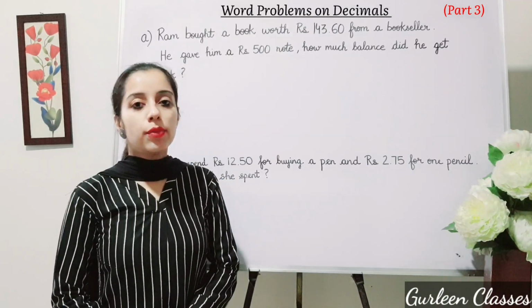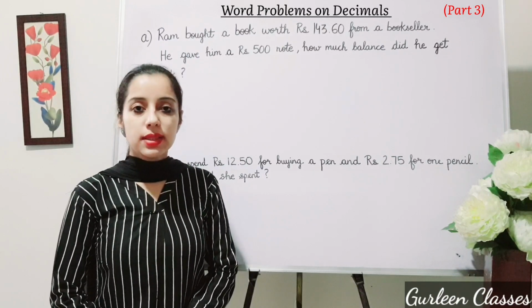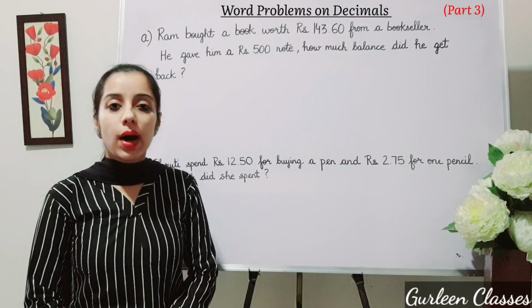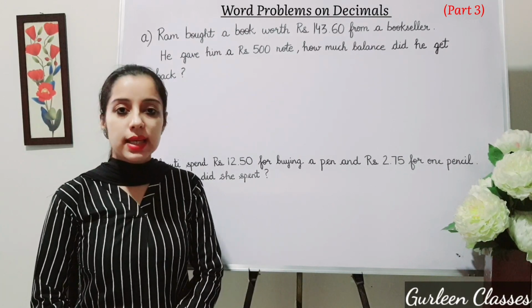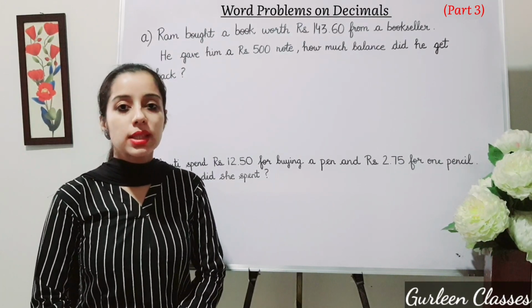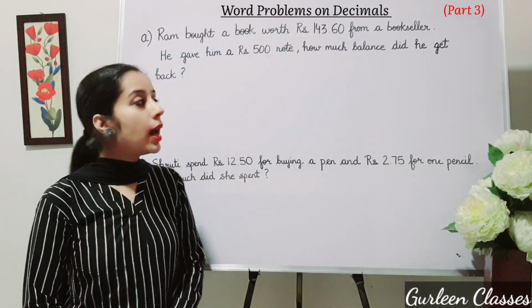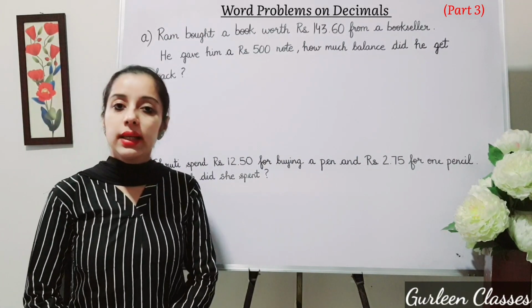Next topic, word problems on decimals. A bar: Ram bought a book worth rupees 143.60 from a bookseller. He gave him a rupees 500 note. How much balance did he get back?